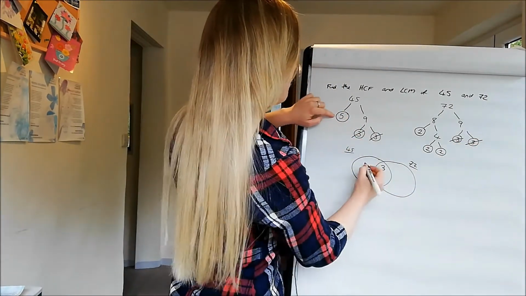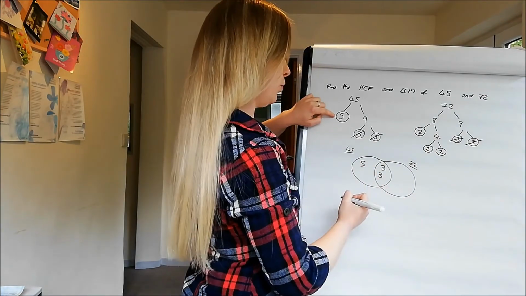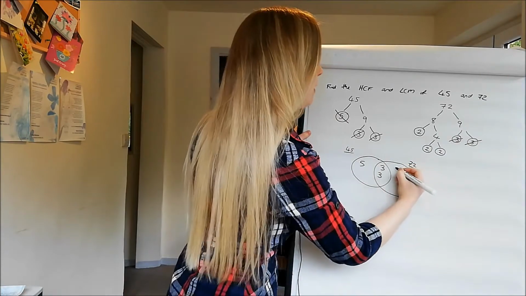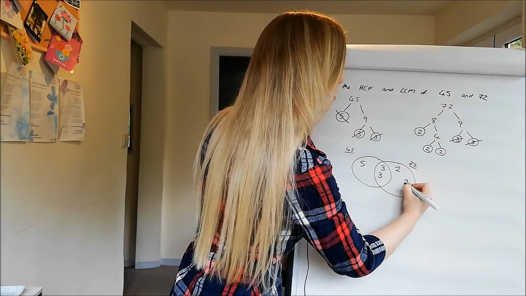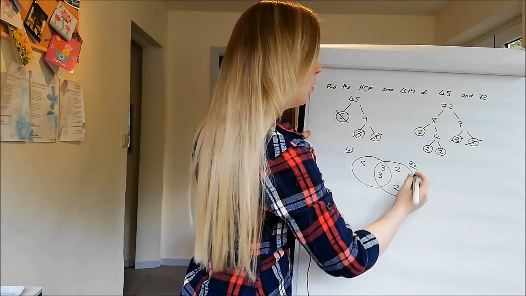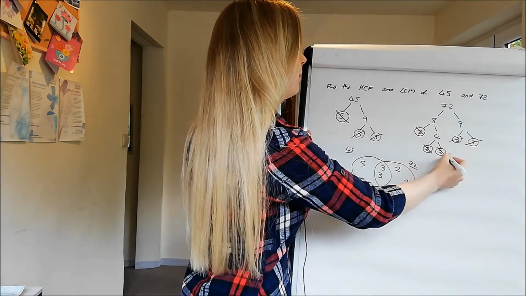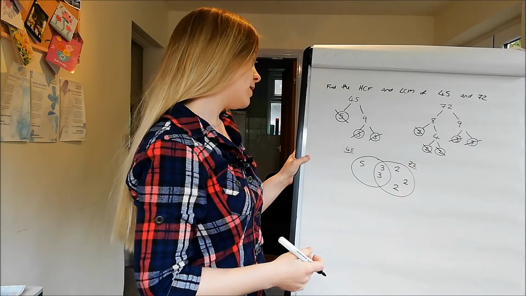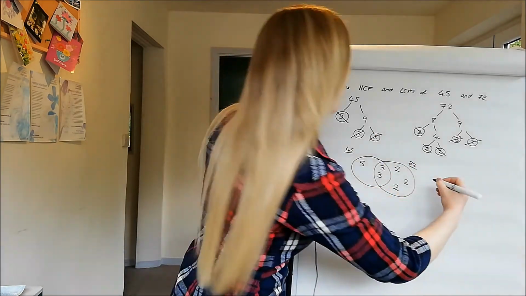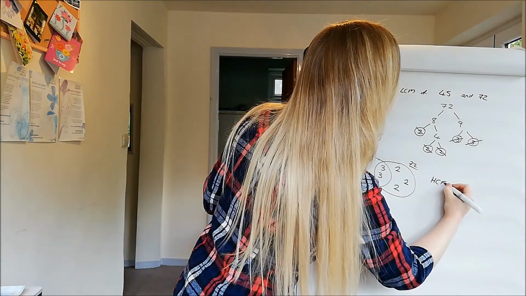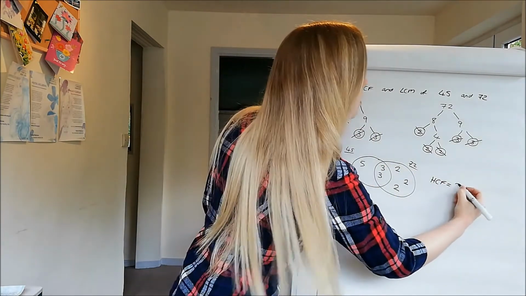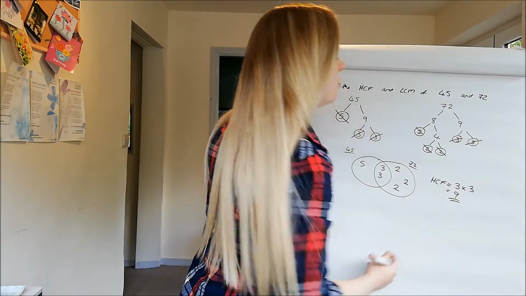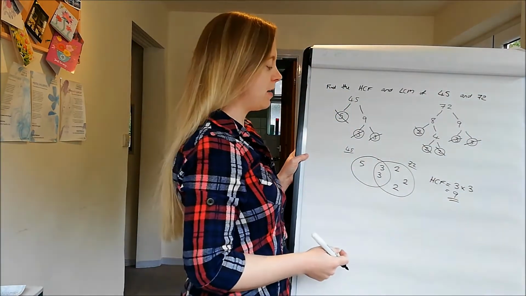Then 45 has a 5 that 72 doesn't have. And 72 has 3 2s, which 45 doesn't have. So I'll put them on the right and cross them off. Right, so then the highest common factor is the middle of the Venn, which is 3 times 3, which is 9. So your highest common factor there is 9.